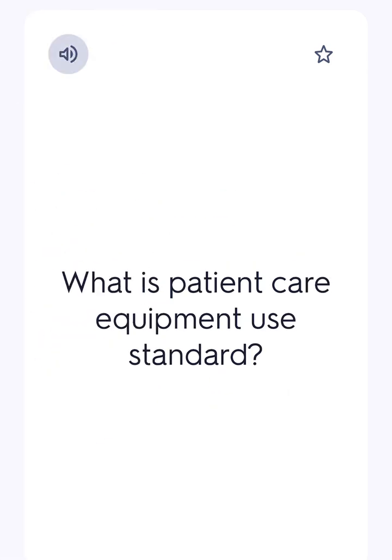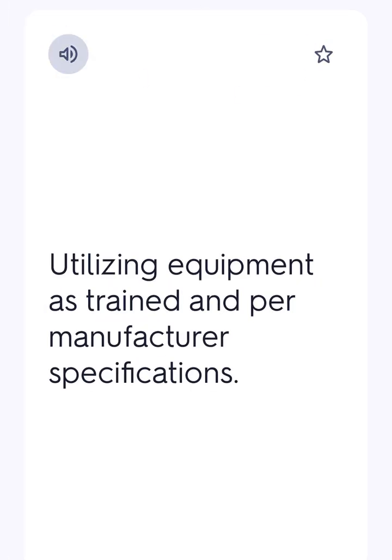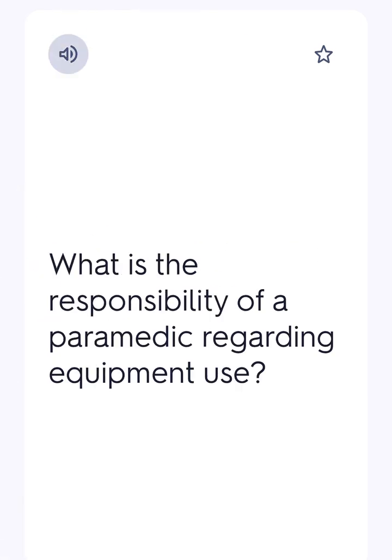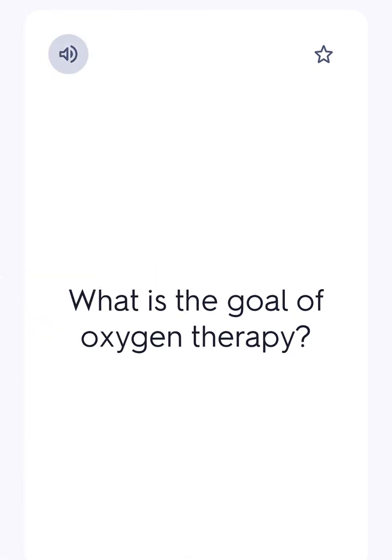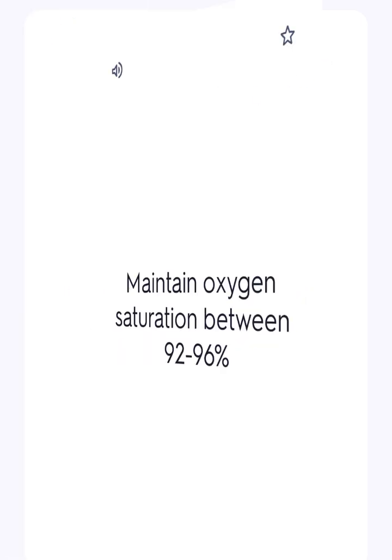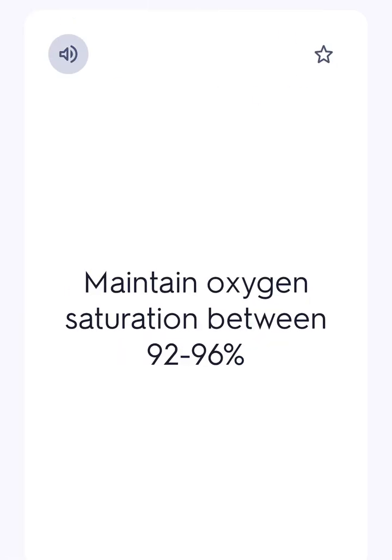What is patient care equipment use standard? Utilizing equipment as trained and per manufacturer specifications. What is the responsibility of a paramedic regarding equipment use? Using equipment as trained and reporting any problems. What is the goal of oxygen therapy? Maintain oxygen saturation between 92 to 96%.